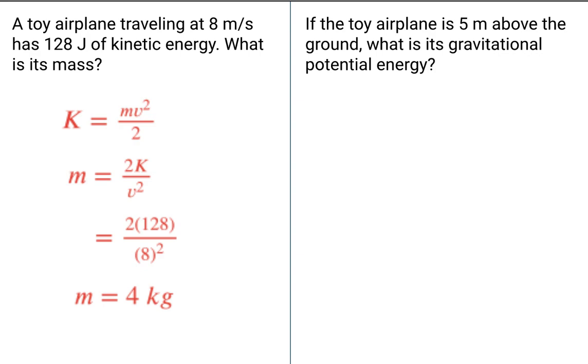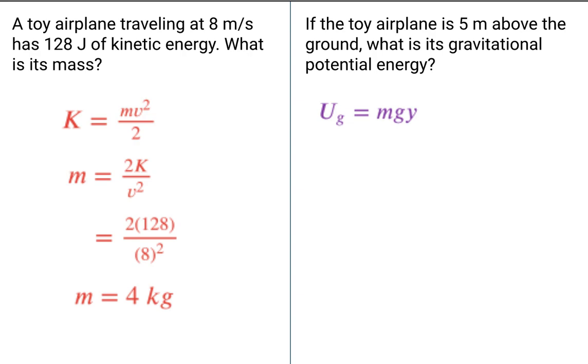If that toy airplane is known to be 5 meters above the ground, we could also find its gravitational potential energy now that we know the mass. We would use this formula for potential energy. Again, capital U is our symbol for all of our potential energies.